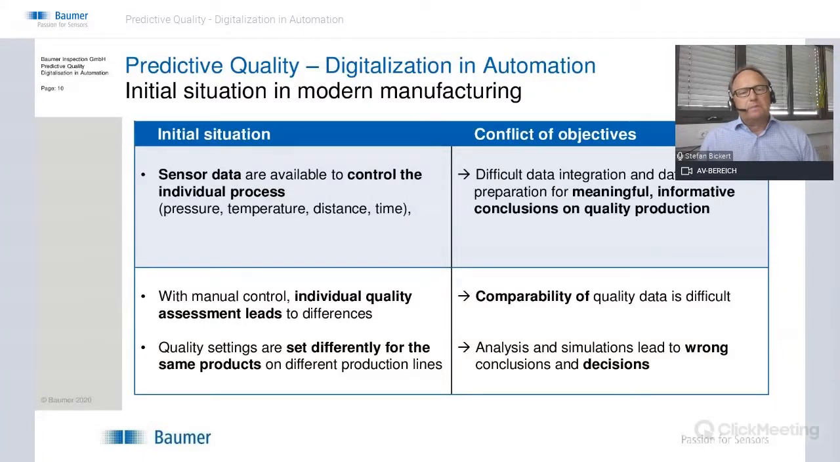The next is that with manual control, the individual quality assessment leads to real differences. In the end, you would like to have seamless quality. It should not depend on an individual decision, and only with data which are comparable can you achieve that. If one guy decides differently from the other, what will that say in the end in regard to your quality?